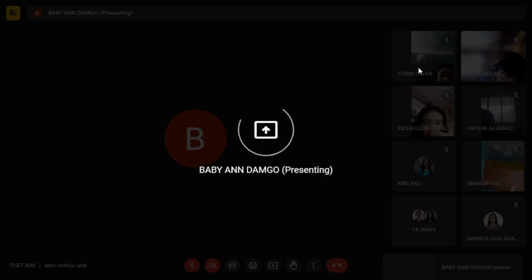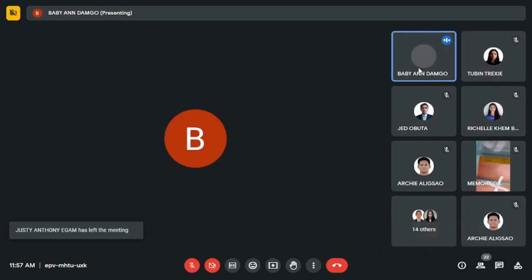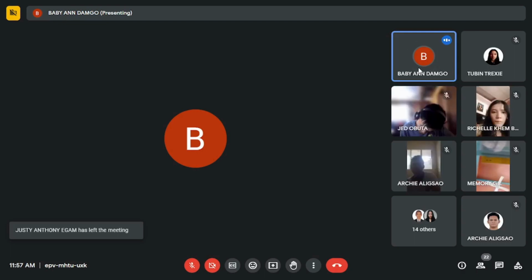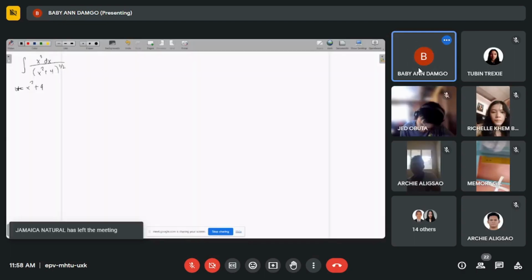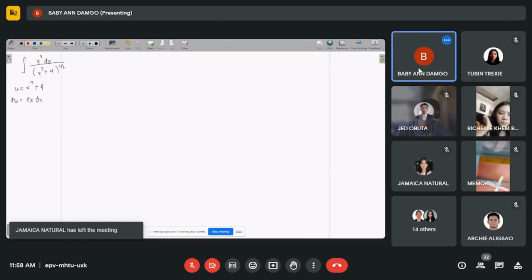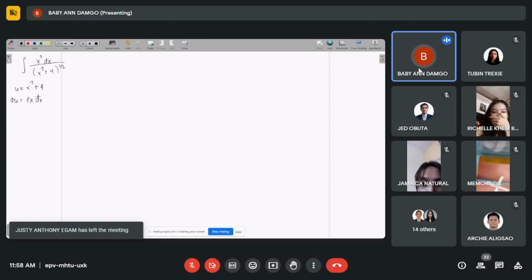So, we have here our u here is x squared plus 4. Our du, so it's 2x dx. Okay? So we have x squared plus 4 to the power of 3 halves, and then we have x dx. So we divide this both sides by 2. So du over 2 is equal to x dx.